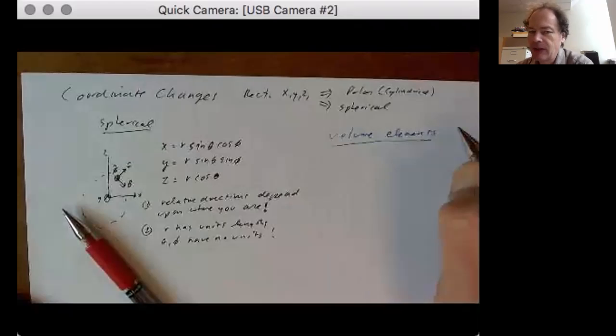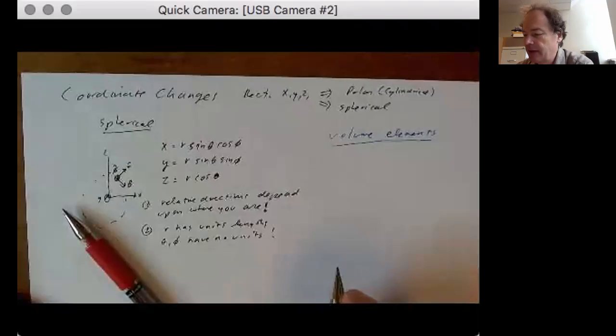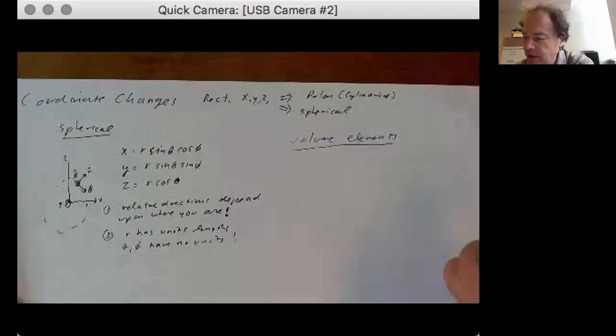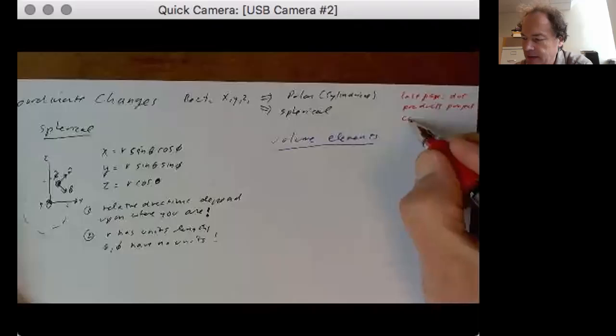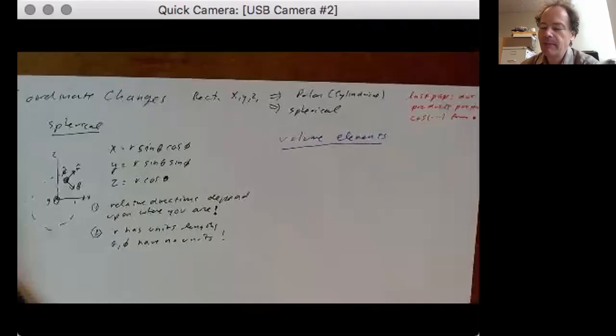Now, just as an aside, you've all known about dot products. We talked about dot products on the last slide, right? So I'll just make a little aside up in this corner. So last page, dot products project. And that's why we get cosine theta, or whatever it is, from the dot product. So what about a cross product?